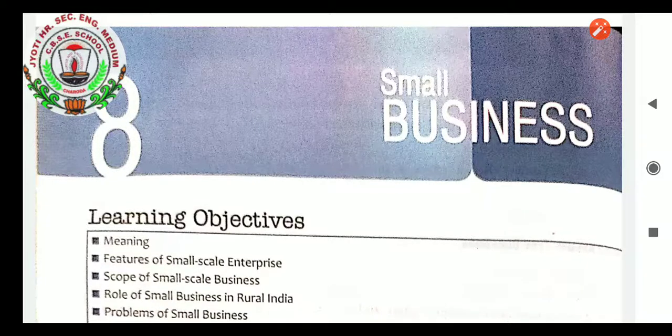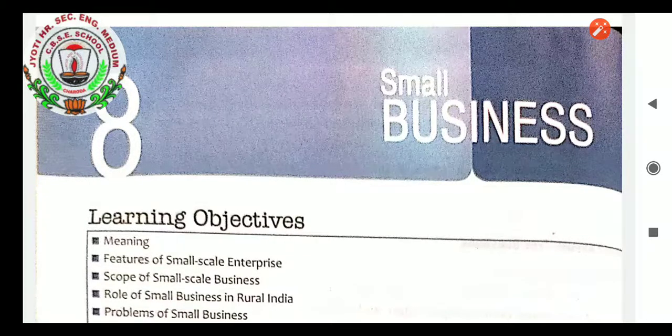You can say they are the base for the large scale industries also, because these small scale industries produce all the raw material that is needed, which is then further processed in the large scale industries. These are the base industries for the development of the country as well as the base for the large scale industry. That's why it is known as small scale business.